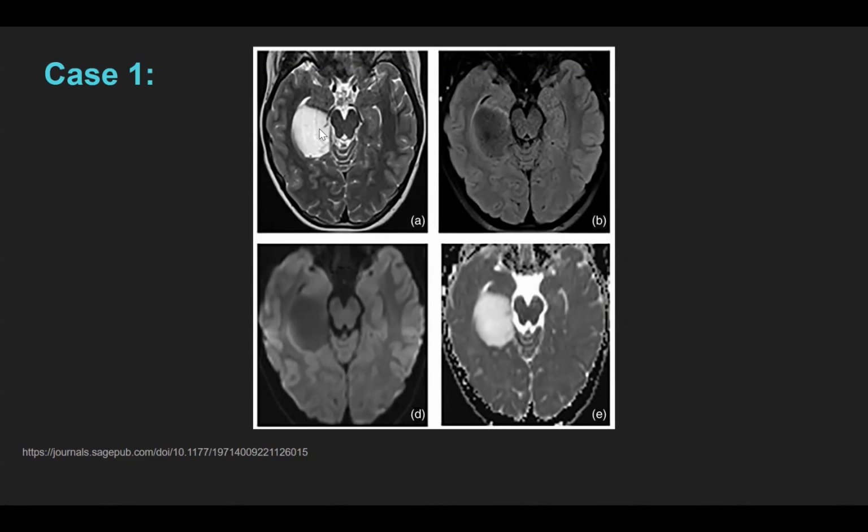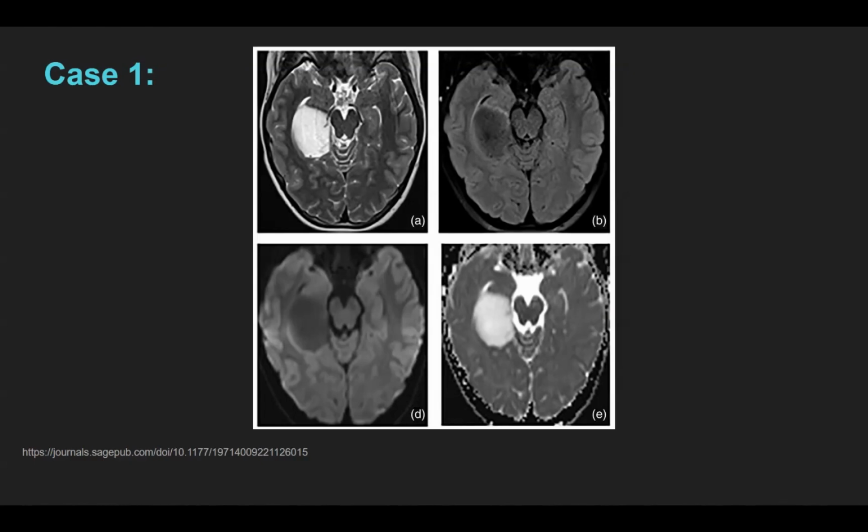Image A is an MRI T2 axial section showing a hyperintense lesion in the right temporal lobe. And image B is T1, showing the hypointense lesion at the same level. Which one is T1? B, madam, B.